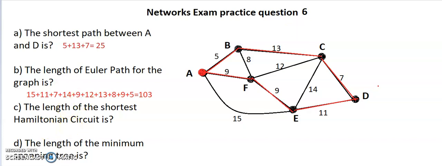Now I've got a circuit, I just need to add those amounts up, and that is 5 plus 9 plus 9 plus 11 plus 7 plus 13, and this equals 54.